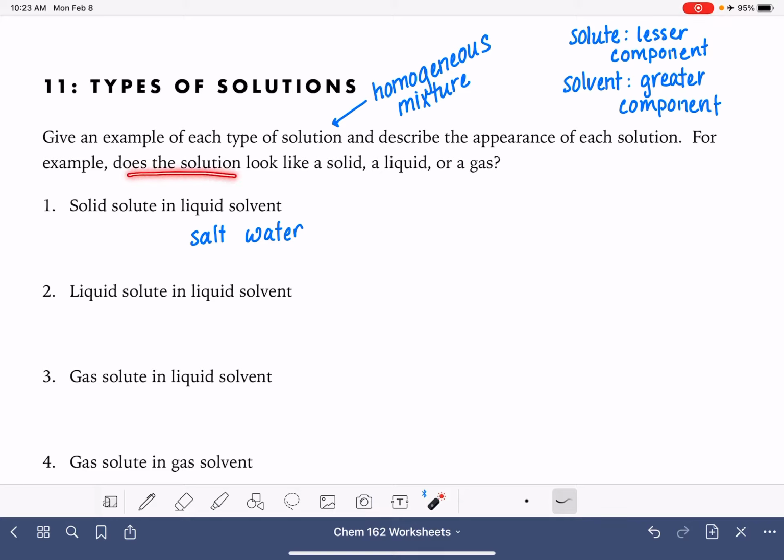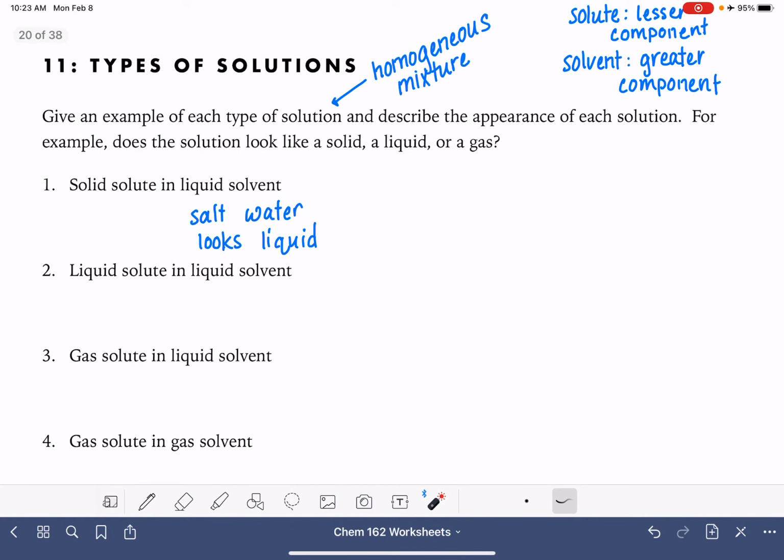And if we look at this solution, what does it look like? The saltwater solution looks like a liquid. It looks like the component that we have the largest quantity of. An example of a liquid solute in a liquid solvent. These ones are a little bit harder to come up with. Rubbing alcohol, which you might have in your medicine cabinet, is also called isopropyl alcohol. This is a mixture of isopropyl alcohol, which is a liquid, in water, which is also a liquid. And this looks like a liquid.